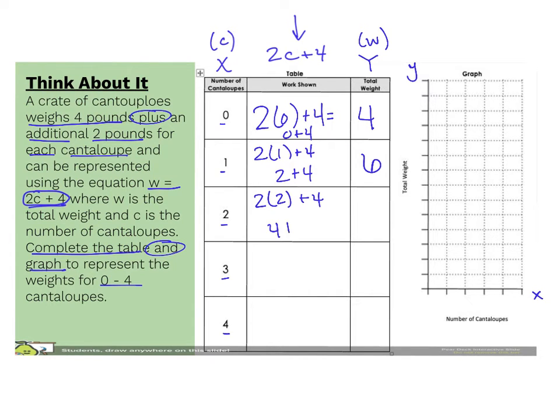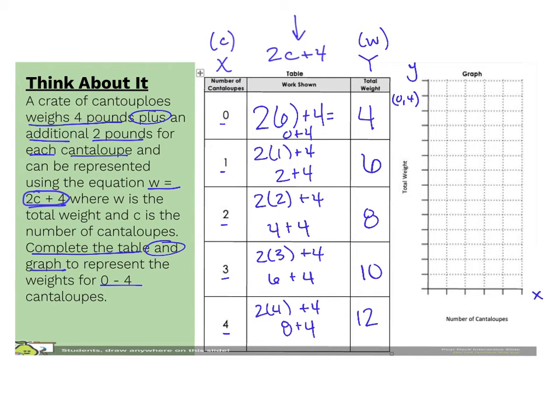Now we have 4 plus 4, which gives me 8. 2 times 3 plus 4 gives me 6 plus 4, which is 10. And finally, 2 times 4 plus 4, which is 8 plus 4, to give me 12. So this table now, I have groups of ordered pairs, right? Because X, Y is an ordered pair. So for example, this first one is the point 0, 4.